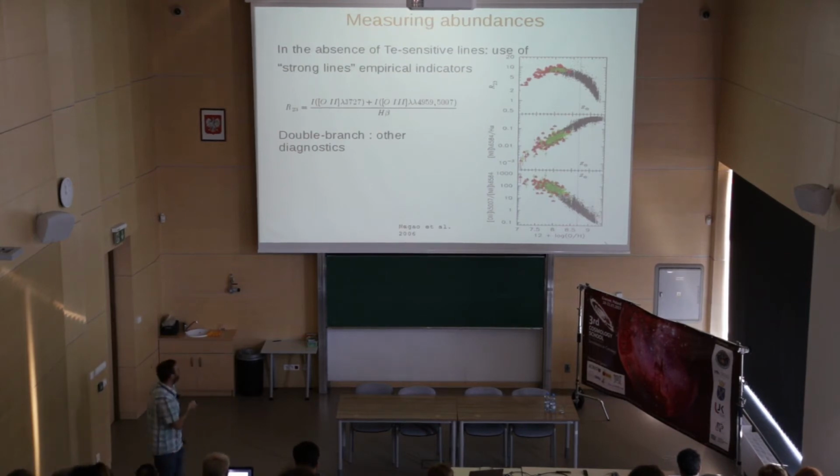And so you will have this sort of indicators which are based only on a few strong lines. This one was very popular, and you will still find some works with it: the R23, which is basically oxygen 2 and 3 combination of lines related to the H-Balmer line. And it has been calibrated when you can actually measure also the other lines.